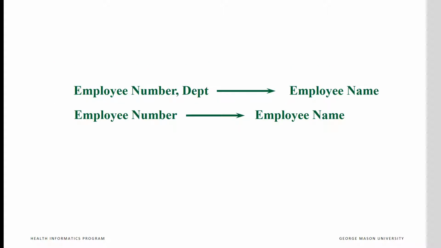In this example, employee name is not fully functionally dependent on the attributes employee number and department, as it is functionally dependent on just employee number. Just knowing the employee number by itself is sufficient to know employee name. We do not need the additional information about the department. In essence, a fully functional dependency is the smallest subset needed to establish functional dependency.